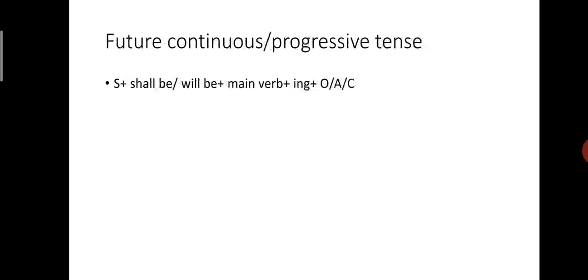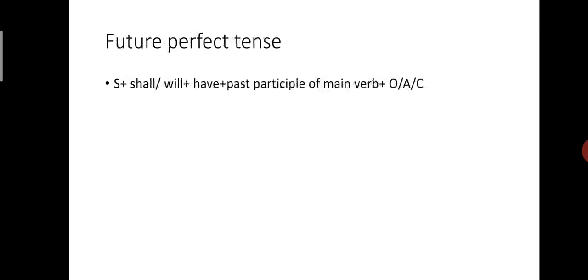Next type, future perfect tense. Structure: subject plus shall or will plus have plus past participle of main verb plus object, adverbial or complement. How is it used in the sentence? To refer to an action that may have been completed in future. Example, they will have won the match by this time.